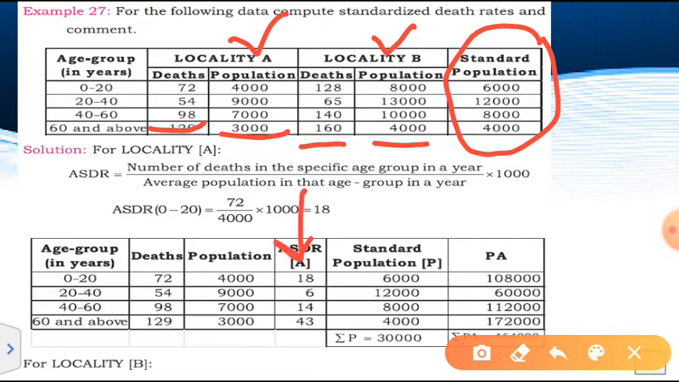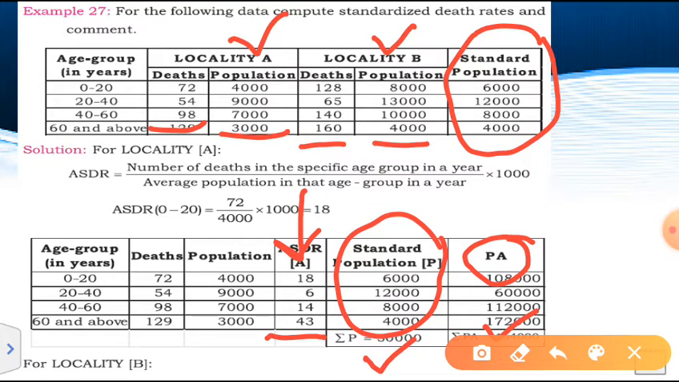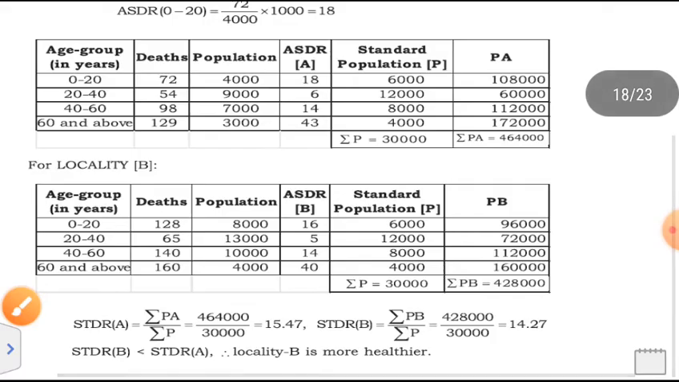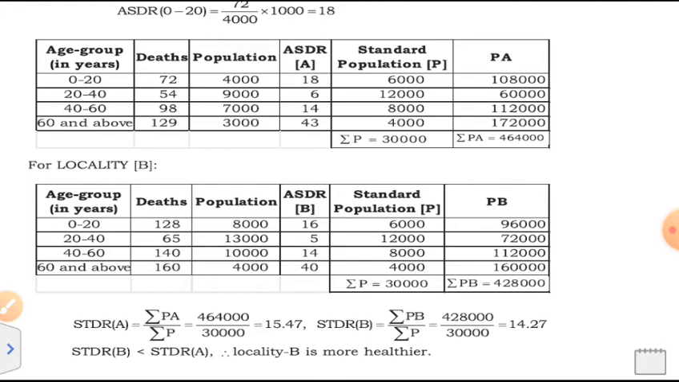We first have to calculate ASDR for town A, use the standard population and calculate PA. Then we need the summation of PA and the summation of P, and then using the formula we can calculate the STDR for A, and similarly we go for the STDR for B. So I think both examples are about the same replica. Values are changed for practice.